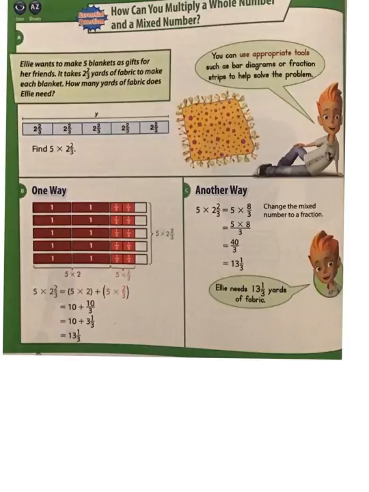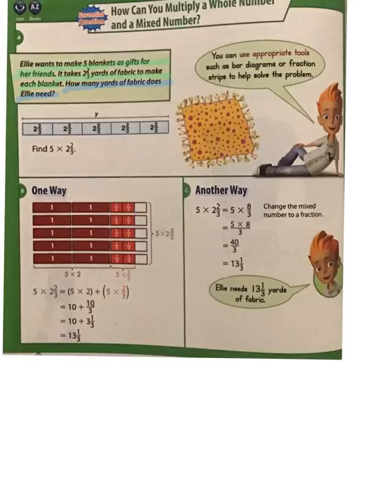Today, you are going to learn how you can multiply a whole number and a mixed number. Ellie wants to make 5 blankets as gifts for her friends. It takes 2 2/3 yards of fabric to make each blanket. We want to find out how many yards of fabric Ellie needs.